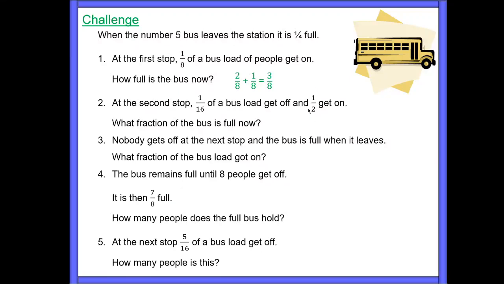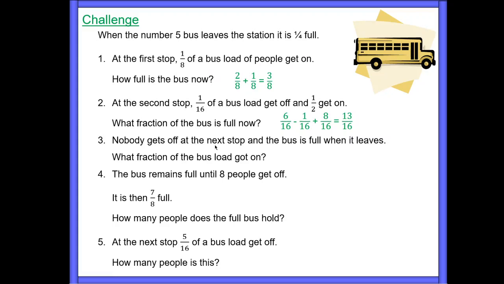But a half need to get on. Now again, remember we're working in 16ths. So a half is 8/16. So we're going to take away 1/16, but we're going to add on 8/16. So there we are. So that's our 3/8 is 6/16 minus 1/16, but plus a half, which is 8/16, which gives us 13/16. So that's now how many people are on the bus.